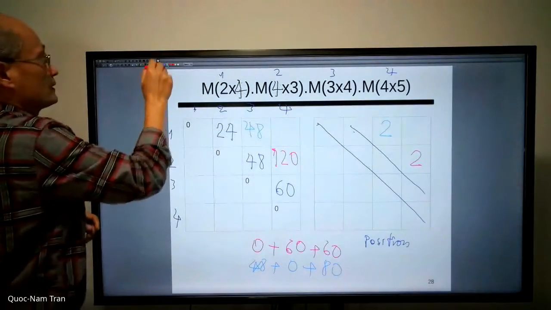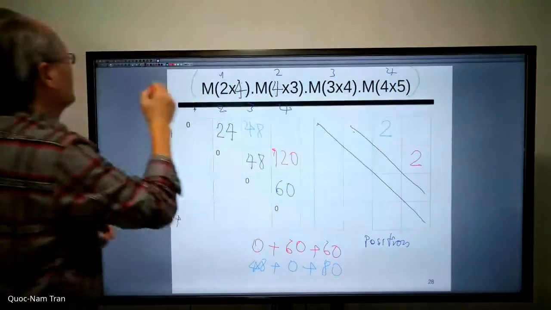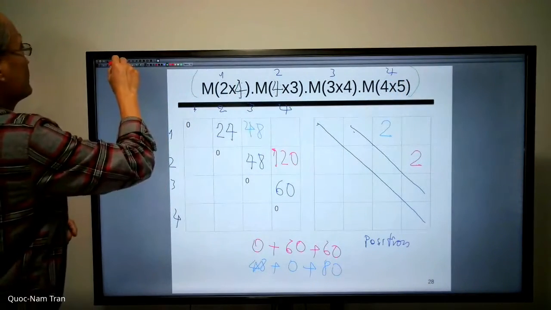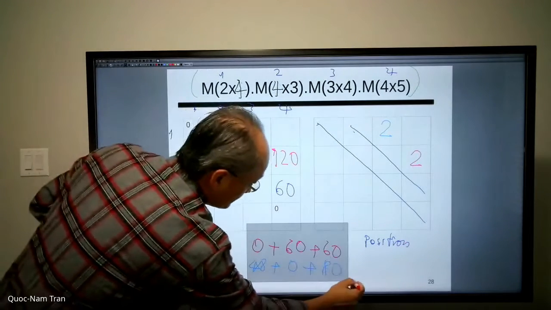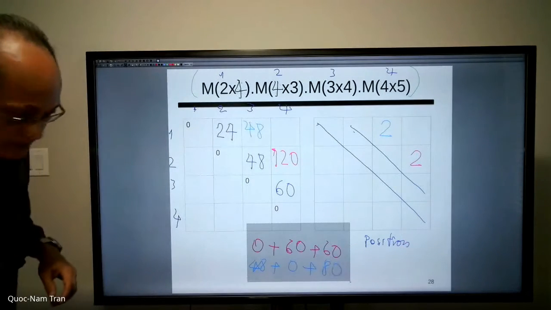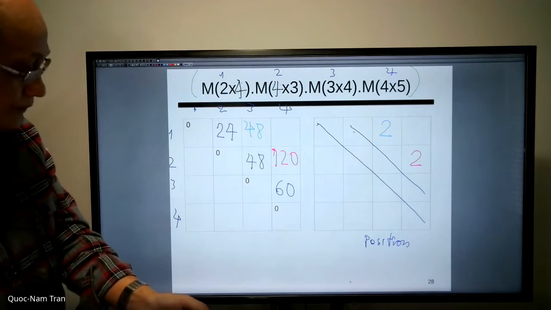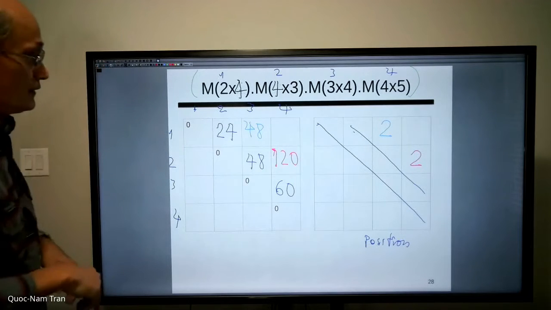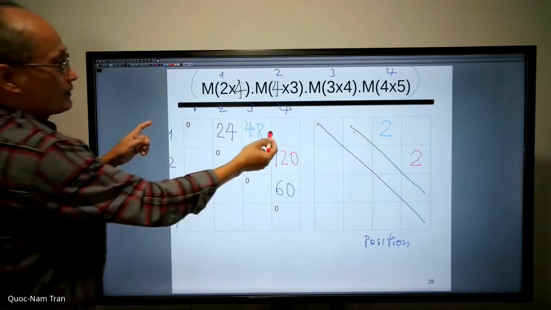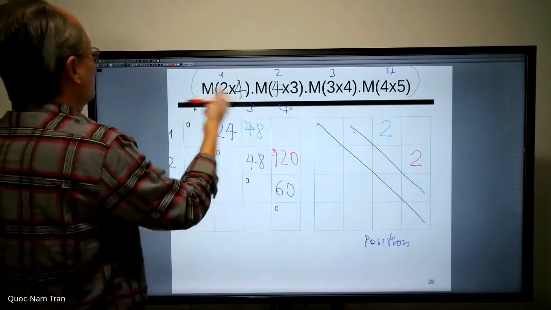Okay, the last one we have is from 1 to 4. Now let's see if I can find a better way to erase this one. Yeah, okay, it's faster. So now here we have 4 different ways, right? So we can break it here.